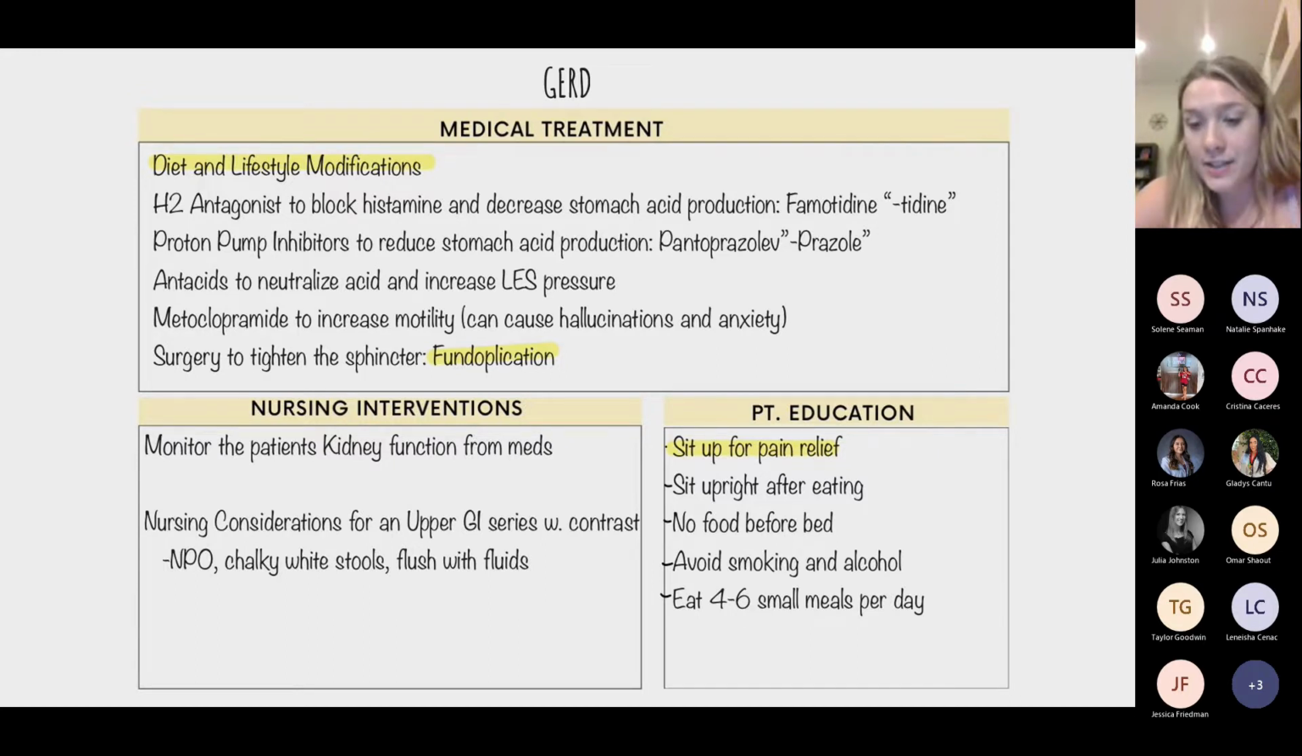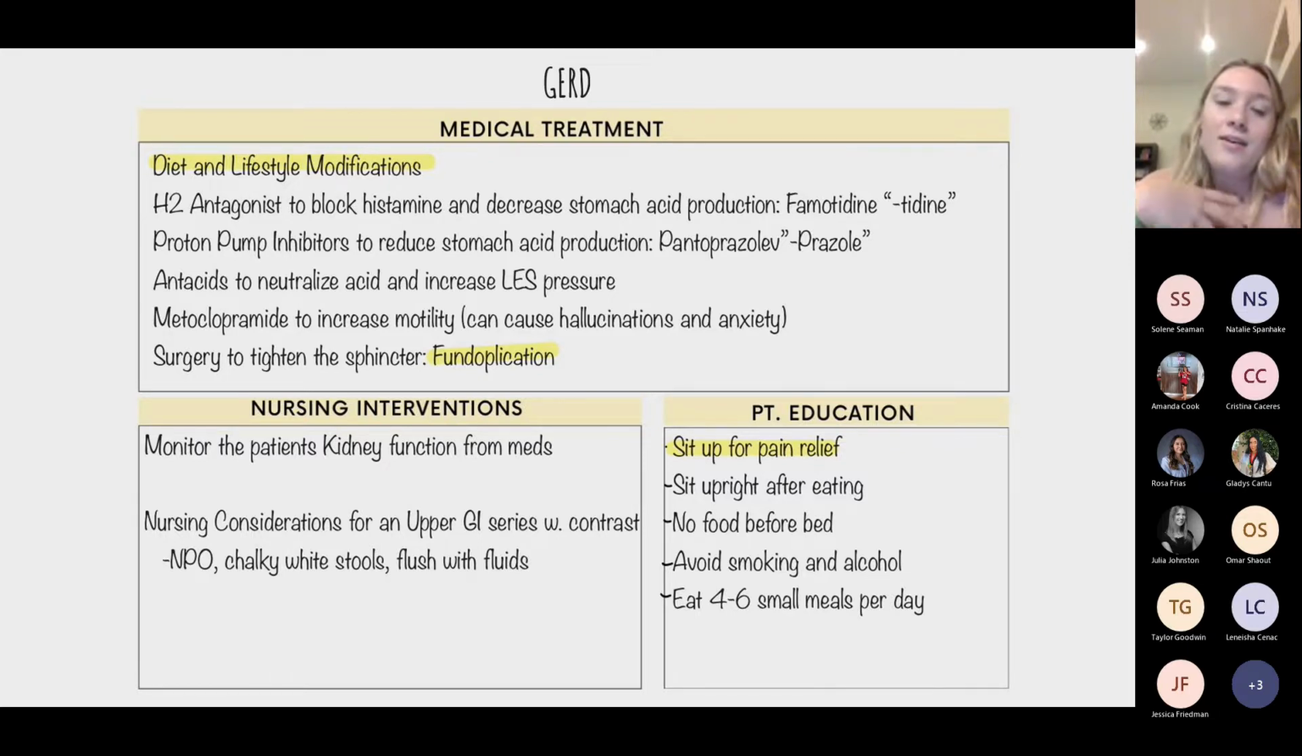Really, a lot of our considerations as nurses in the clinical setting is going to be related to the GI series with contrast. Again, with that, like all contrast dyes, they're really harsh on the kidneys. We're going to want to hold the metformin, flush with water. The contrast in the barium might actually turn their stools white. So just remind them of that, so they're not calling you, panicking, saying that their poop is white.